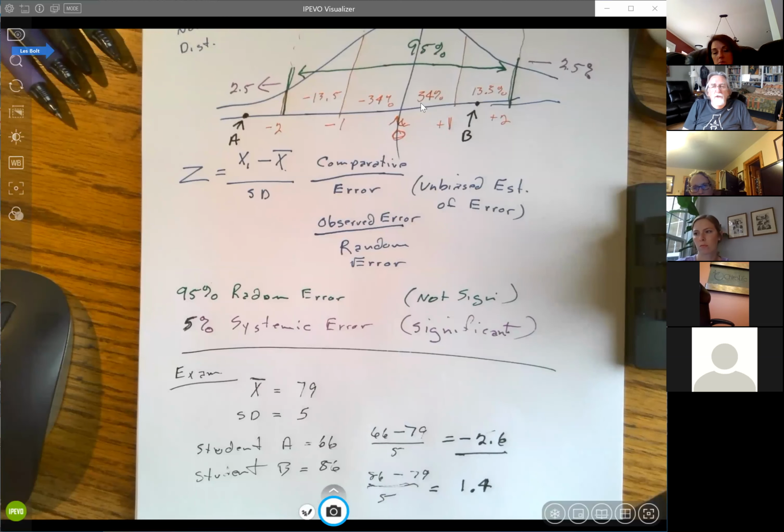Any questions about any of that, any of this whole page full of scribbles?